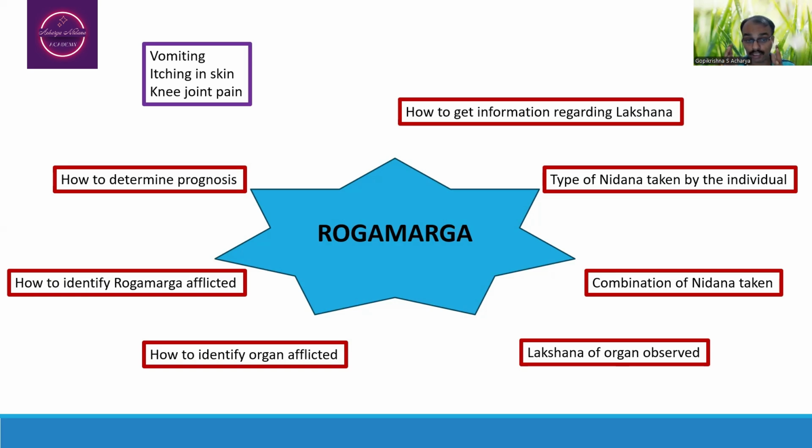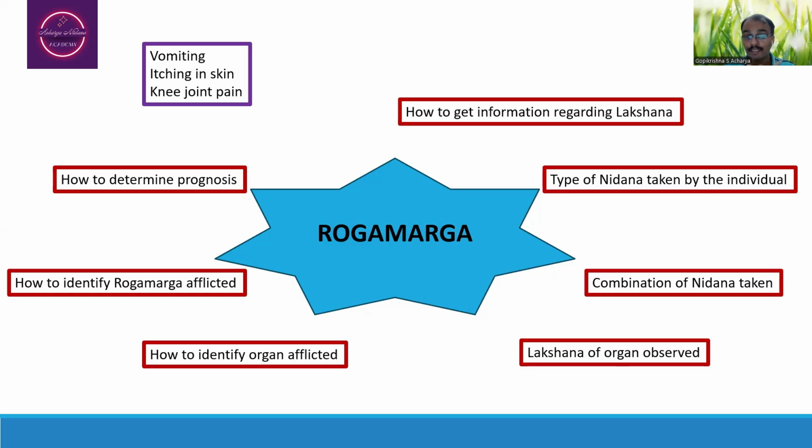That is the basic idea to look into that comes under the purview of Roga Nidana, and the type of Nidana taken by an individual. That is, what type of Nidana the person is taking. For example, vomiting: the person might have taken some kind of spicy substances, or the person may have some pre-existing complaint, for example pain in the lower abdomen, or probably constipation. Because of that, the person may have vomiting.